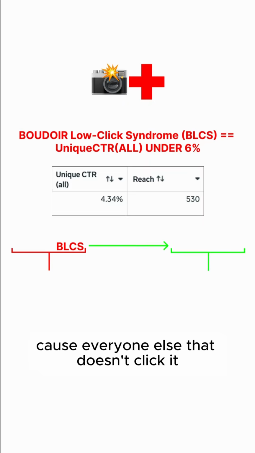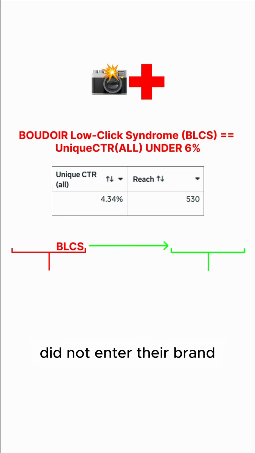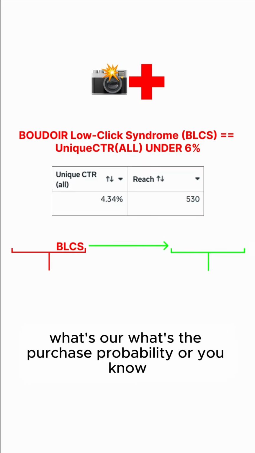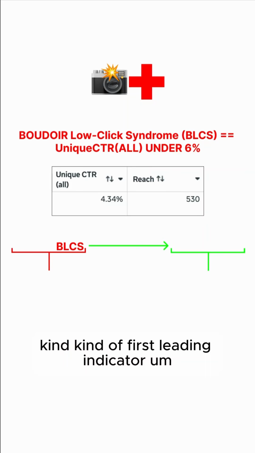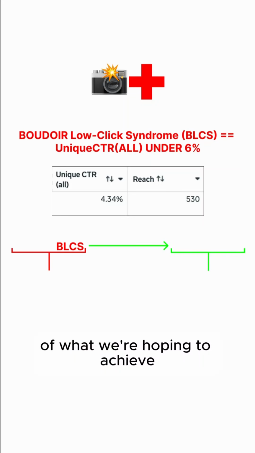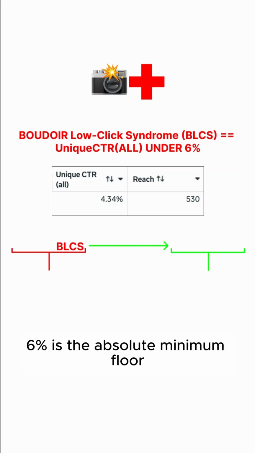Because everyone else that doesn't click anywhere on the ad just scrolls right on by. Our ad did not enter their brain. They ain't never buying. So this is the purchase probability, the first leading indicator of what we're hoping to achieve. We've got to get this number up as high as possible. 6% is the absolute minimum floor.